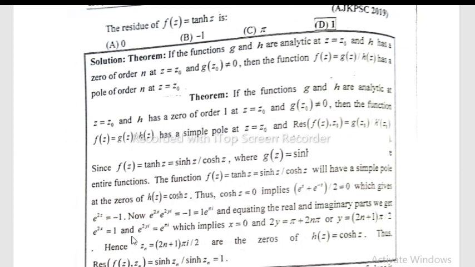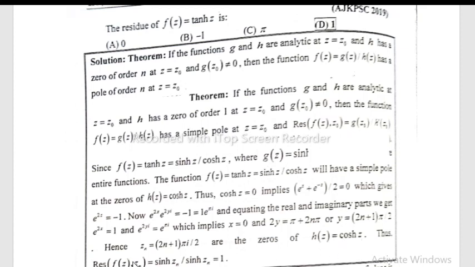Equating the real and imaginary parts, that is e power 2x is equal to 1 and e power 2y iota is equal to e power pi iota, which implies that x is equal to 0 and 2y is equal to pi plus 2n pi, or y is equal to (2n plus 1) into pi divided by 2. Hence zn is equal to (2n plus 1) pi iota divided by 2, which are the zeros of h of z equal to cos hyperbolic z.